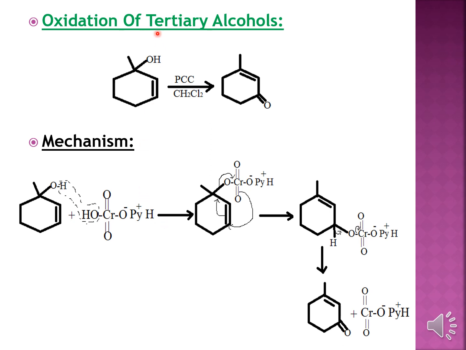For the next example, we take the oxidation of tertiary alcohols, upon treatment with PCC and dichloromethane as a solvent. Here it is converting into a ketone. You can see a rearrangement taking place upon treatment with the reagent. So we will move on to the mechanism to explain that reaction.